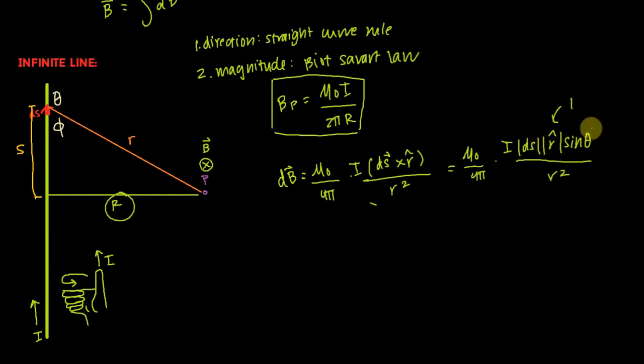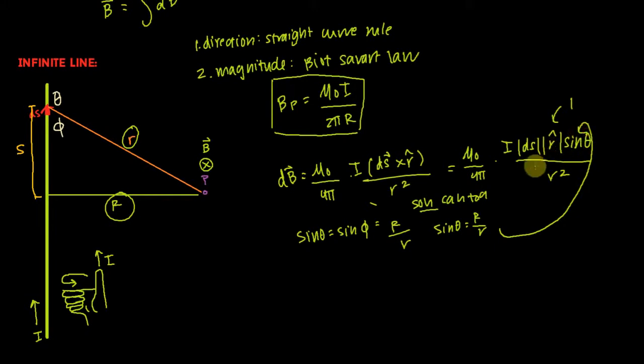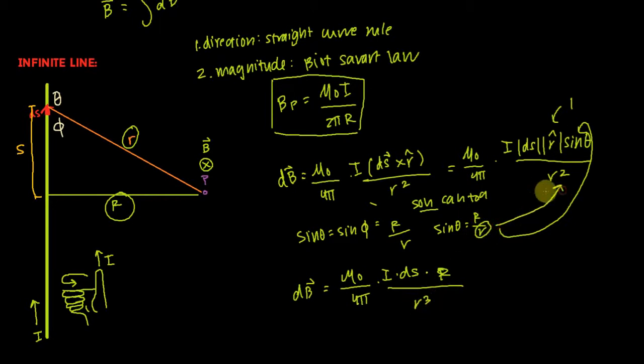Alright, so next we want to figure out what is sine of theta. So we know that sine of theta and sine of phi are the same thing. So let me just write that down for posterity. Sine of theta equals sine of phi. And we know that sine, from SOHCAHTOA, is opposite over hypotenuse. So phi, opposite, is big R, over hypotenuse, little r. So we know that sine of theta equals big R over little r. So let's sub that in right there. And that gives us dB equals mu naught over 4 pi times I times ds times, we're not doing r hat because it's just 1, times big R over r cubed, right, because here's that other r squared times r is r cubed.